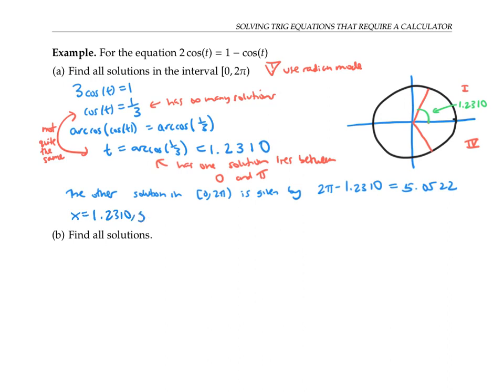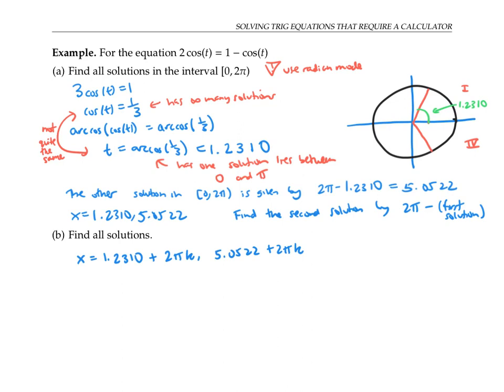So our two solutions on our interval from 0 to 2 pi are given by 1.2310 and 5.0522 radians. Let me emphasize that we found the second solution by taking 2 pi minus the first solution. Now it's straightforward to find all solutions.